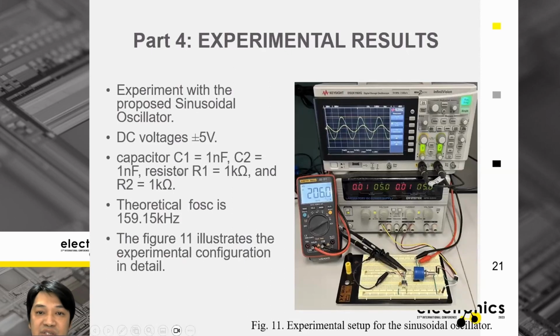The experiment results with the proposed sinusoidal oscillator circuit with the grounded series negative resistor and negative capacitor simulator. We configured the circuit by setting C1 and C2 to 1 nanofarad, and we set R1 and R2 in the circuit to 1 kilo ohm. From the equation, we get the theoretical value for the frequency of the oscillator of about 159.15 kilohertz. The figure illustrates the experiment configuration in detail, built on a breadboard.